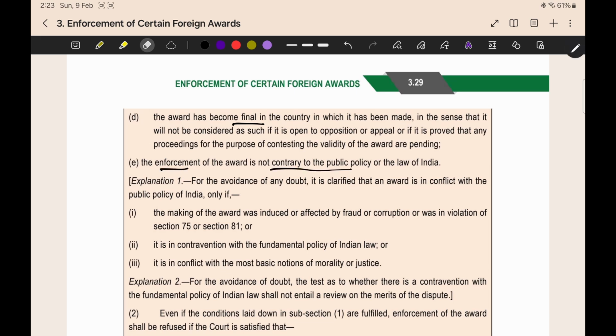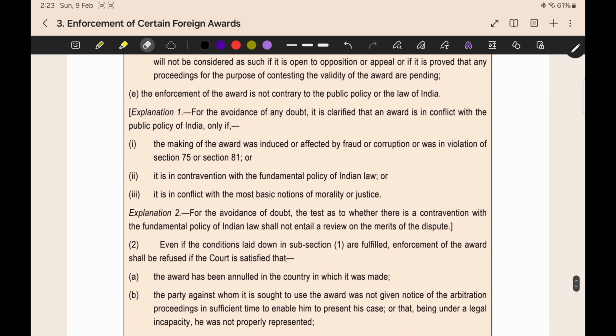Enforcement is not contrary to the public policy. Same like that, for checking public policy, you will check whether there is fraud or corruption. Then you will check the fundamental policy of Indian law. Then you will check the basic notion of morality, whether it is against all this. If any one of these is satisfied, then we can say that it is contrary to the public policy. For avoidance of doubt, whether there is a fundamental policy breach or not, you should not make a review on the merit of the dispute. You should not go into the details. You should check only the award.